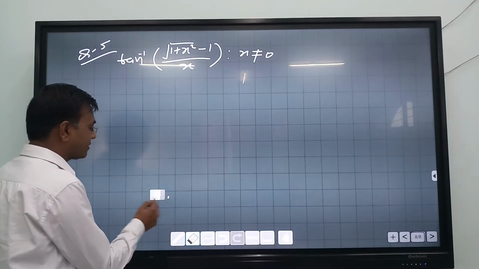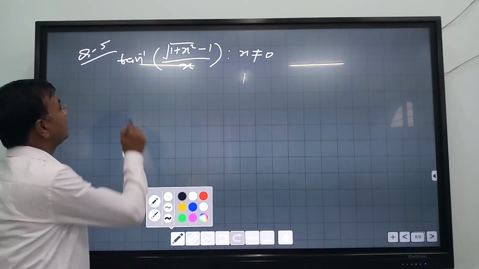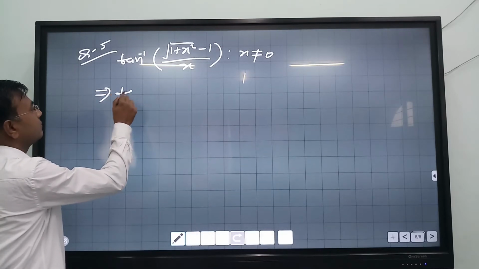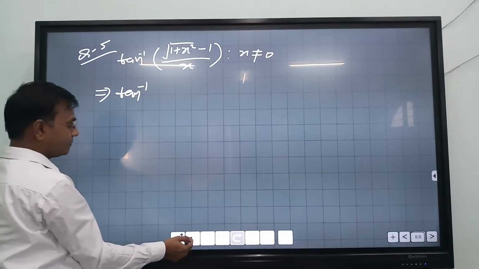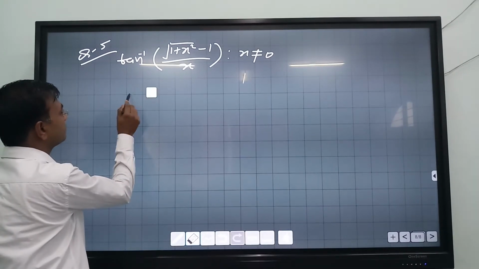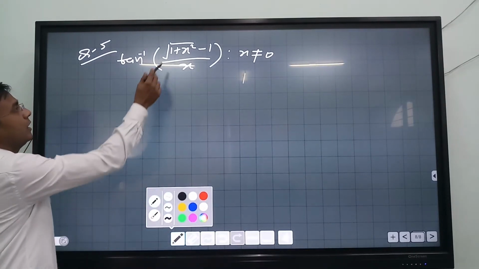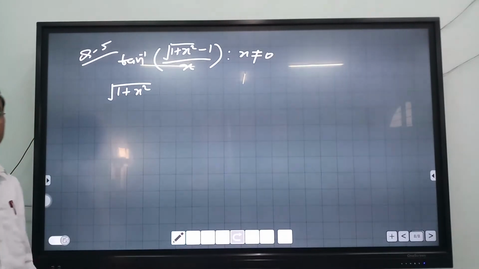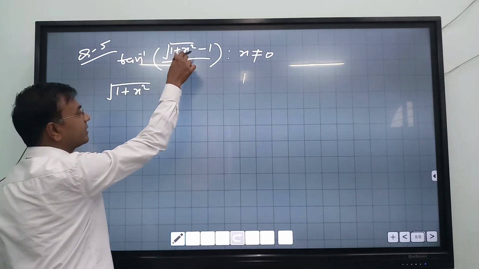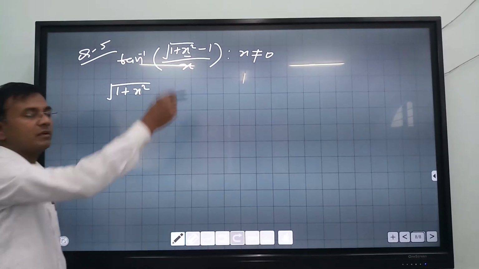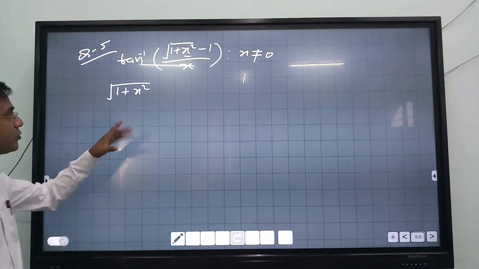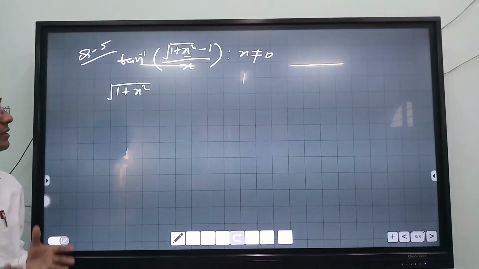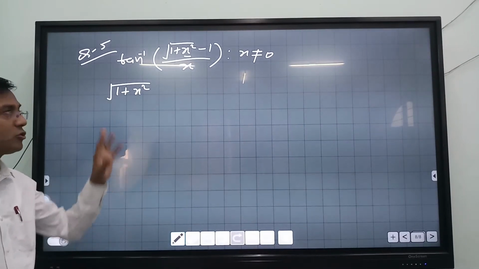So simplify, that is, we have under root 1 plus x square coming here. To simplify the entire term, we have to substitute the value of x by a suitable trigonometric function. That is x equal to sin theta, cos theta, tan theta. There are 6 trigonometric functions, so one has to be equated here.